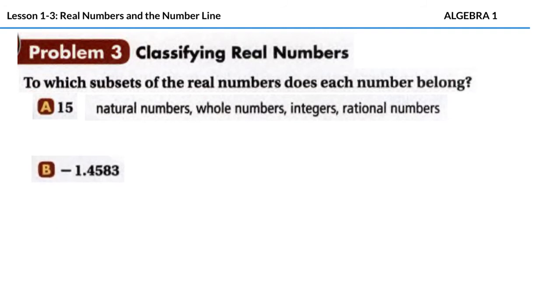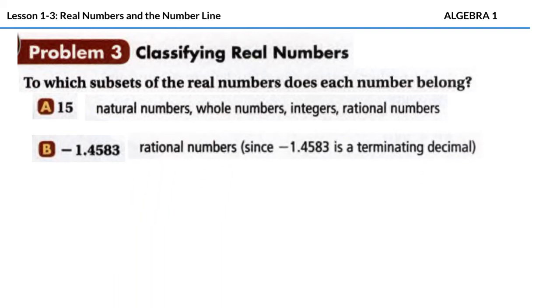What about negative 1.4583? Is the decimal terminating? Yes, it is terminating. So if the decimal is terminating, is it a rational number or an irrational number? Good, it's a rational number. So this is a rational number. What about the square root of 57?